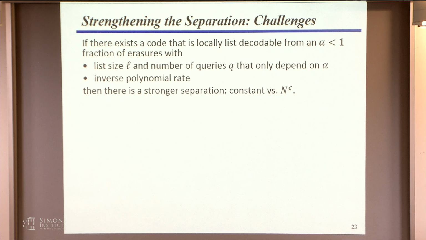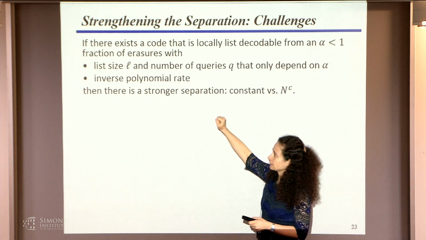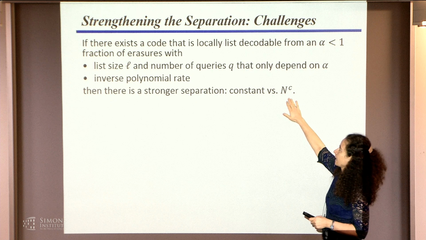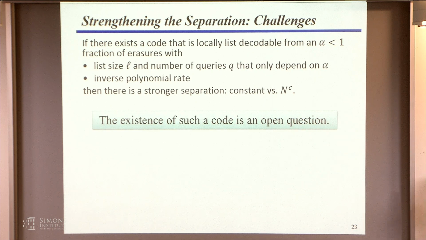What I mentioned before is that if there exists a code that is locally decodable from an alpha fraction of erasures with the following conditions: the list size and the number of queries are constant, so they only depend on alpha, and it has rate, which is little n over big N, which is inverse polynomial. Then there is a stronger separation, constant versus n to the c. But the problem is that the existence of such a code is an open question.